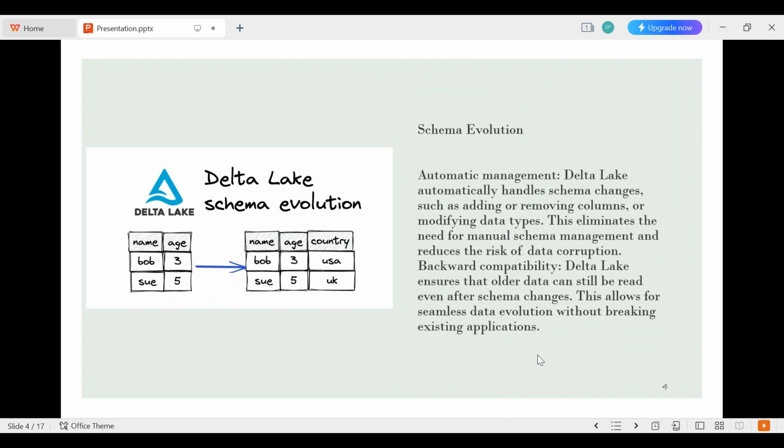And the next item is backward compatibility. Delta Lake ensures that older data can still be readable even after schema changes.